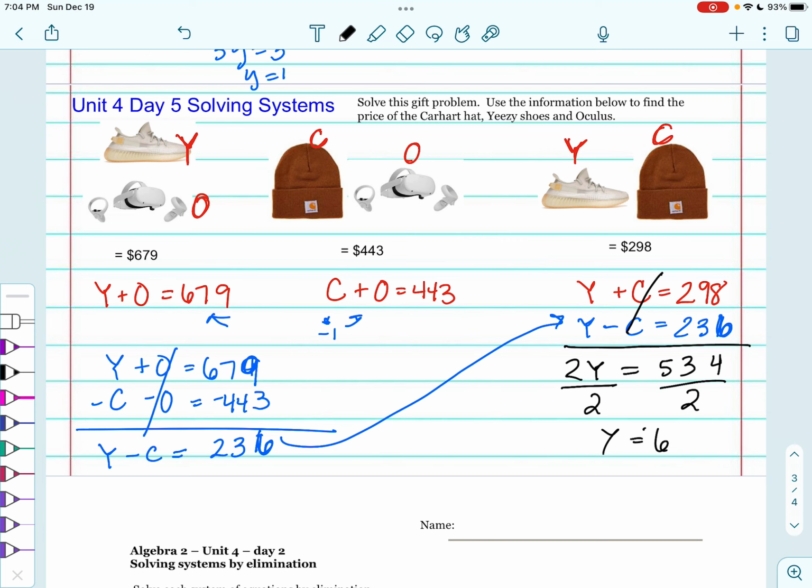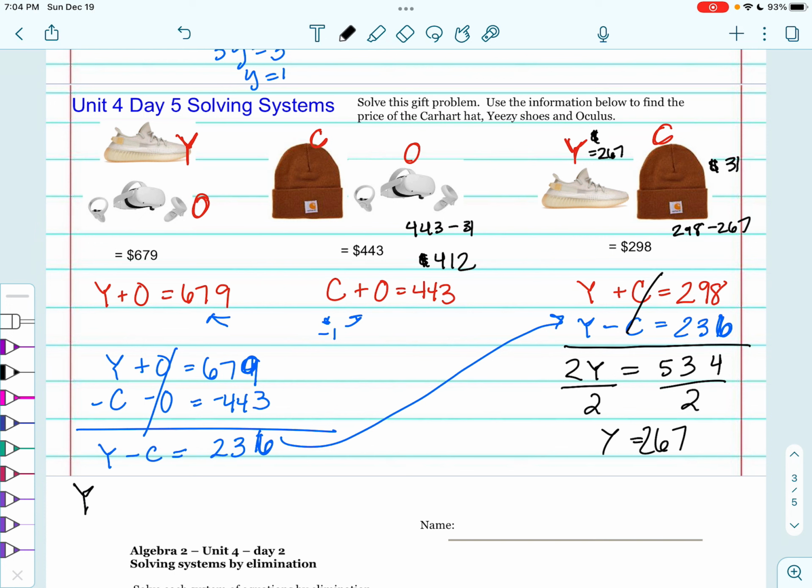So I get that a Yeezy shoe is $267. Okay, from here it's easy to find the price of the hat, right? Because this is $267. So I'm going to take 298 minus 267. And my hat is 31, which means I can also find the price of my Oculus. 443 minus 31 is $412 for my Oculus.